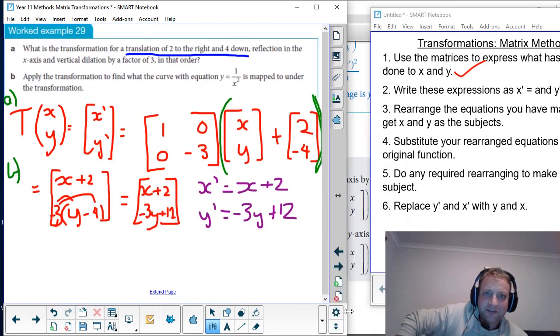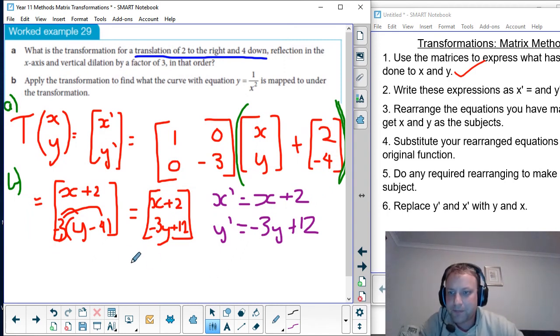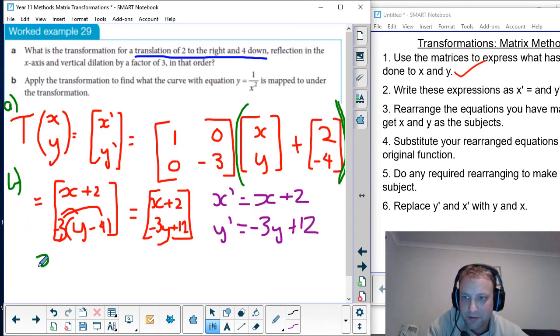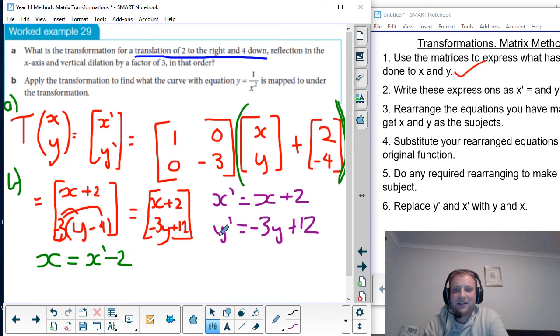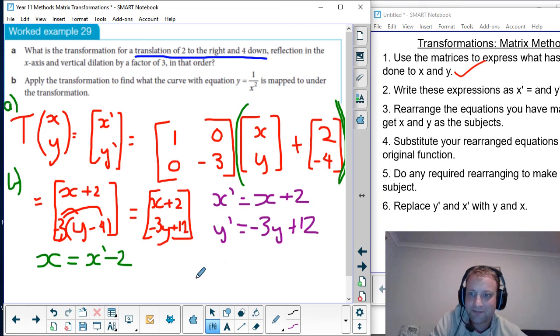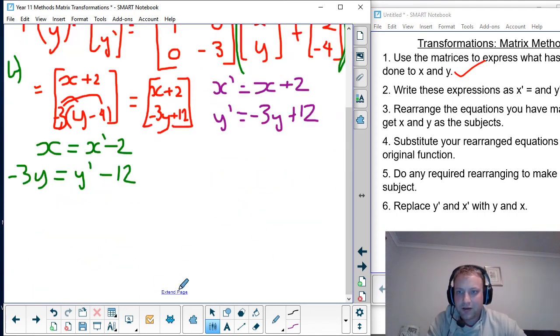So we're going to have to do something to both equations in this case. We want x by itself. We don't want that plus 2 there with it. So we're going to subtract the 2 from the other side, and the y needs to be by itself as well. We'll have to do that in 2 steps. So we're going to be subtracting the 12 first. So put the y's there. Minus 3y equals y dash, take away 12. And then we're going to divide both sides by negative 3.